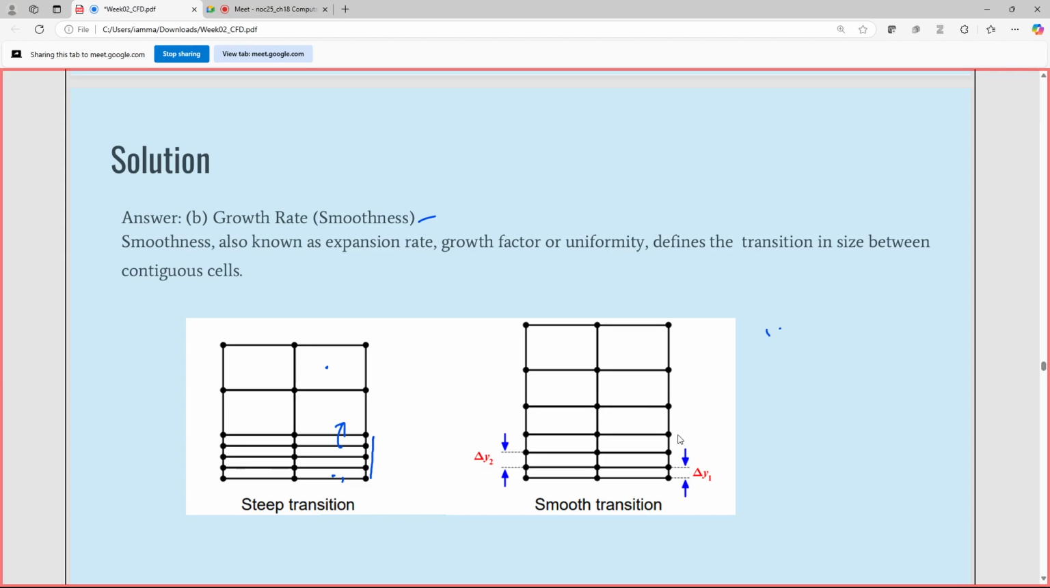So the best method is to give some uniform growth rate. If you see here, this is one, and the next layer is slightly bigger than the preceding layer. So it is kind of growing from one portion to another, and the mesh density. Such a smooth transition from fine mesh to coarse mesh should be defined. So it is called growth rate or smoothness.